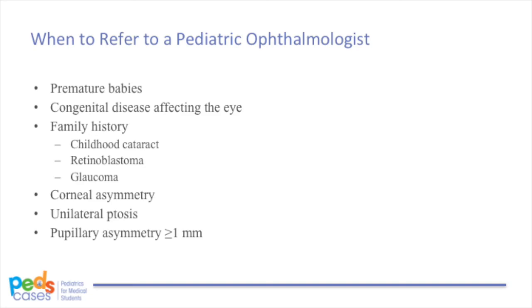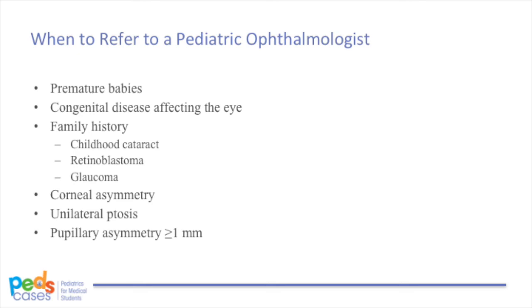Substance use or infections during pregnancy may result in congenital development defects that need to be investigated by pediatricians, neurologists, and ophthalmologists. Referral is warranted if inspection reveals corneal asymmetry, unilateral ptosis, and pupillary asymmetry greater than or equal to 1 millimeter. Corneal asymmetry is suggestive of glaucoma, and pupillary asymmetry is suggestive of neurological issues.